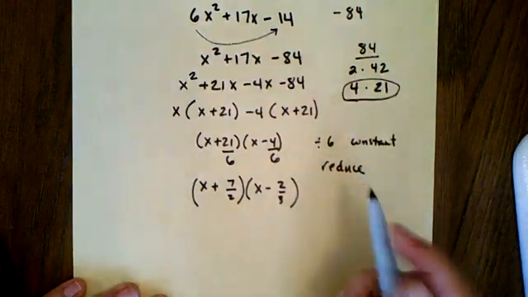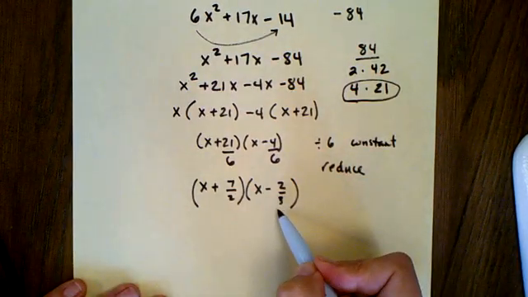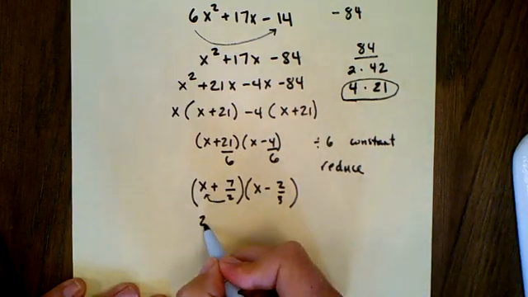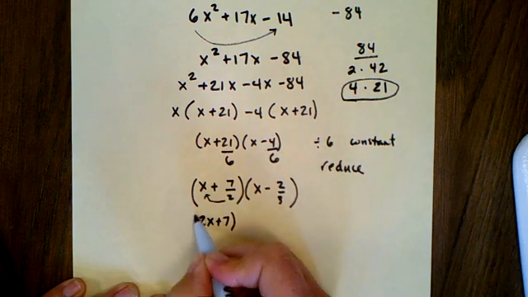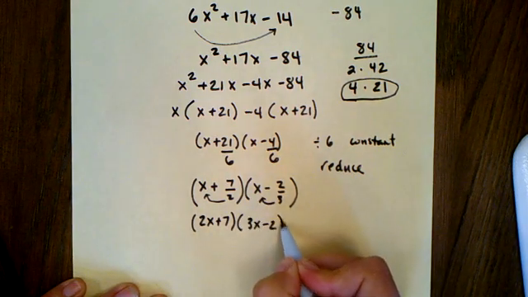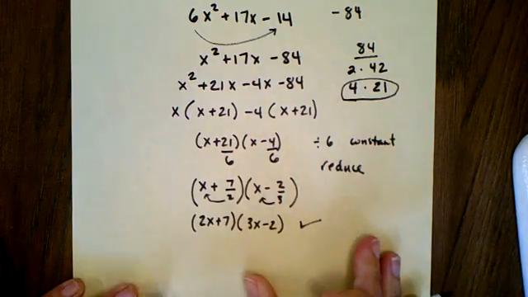And the very last step is to get back to what the original form was. So here the little trick is you're going to multiply that 2 here and write 2x plus 7. And here 3x minus 2. And that's our answer.